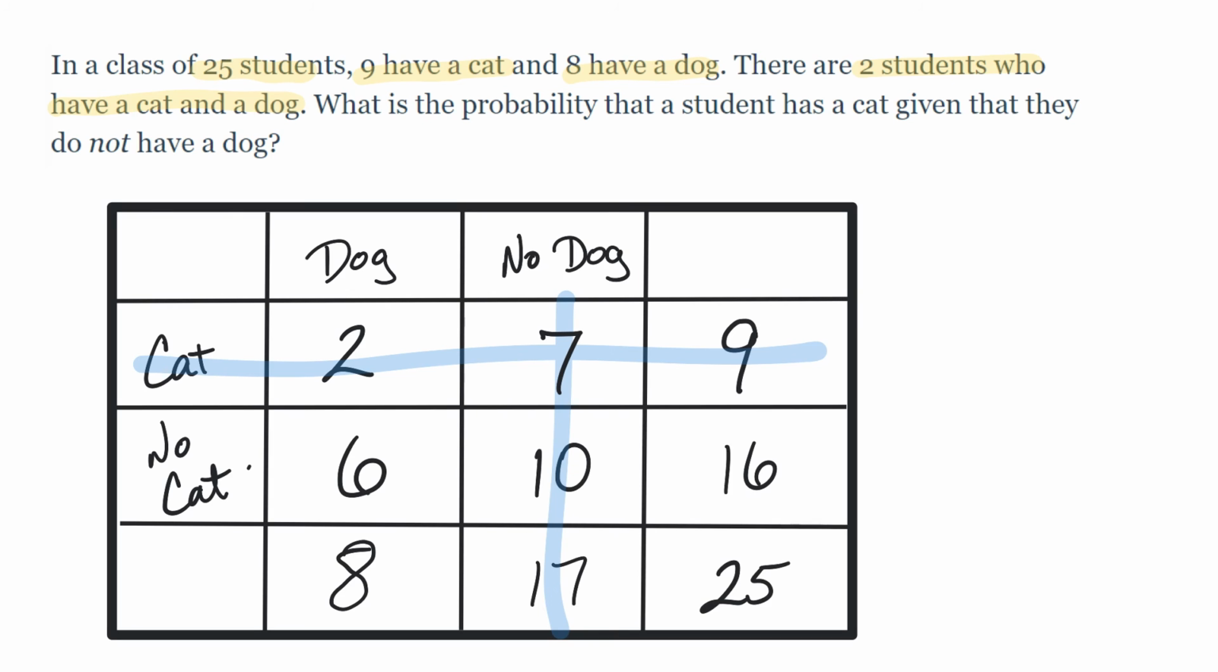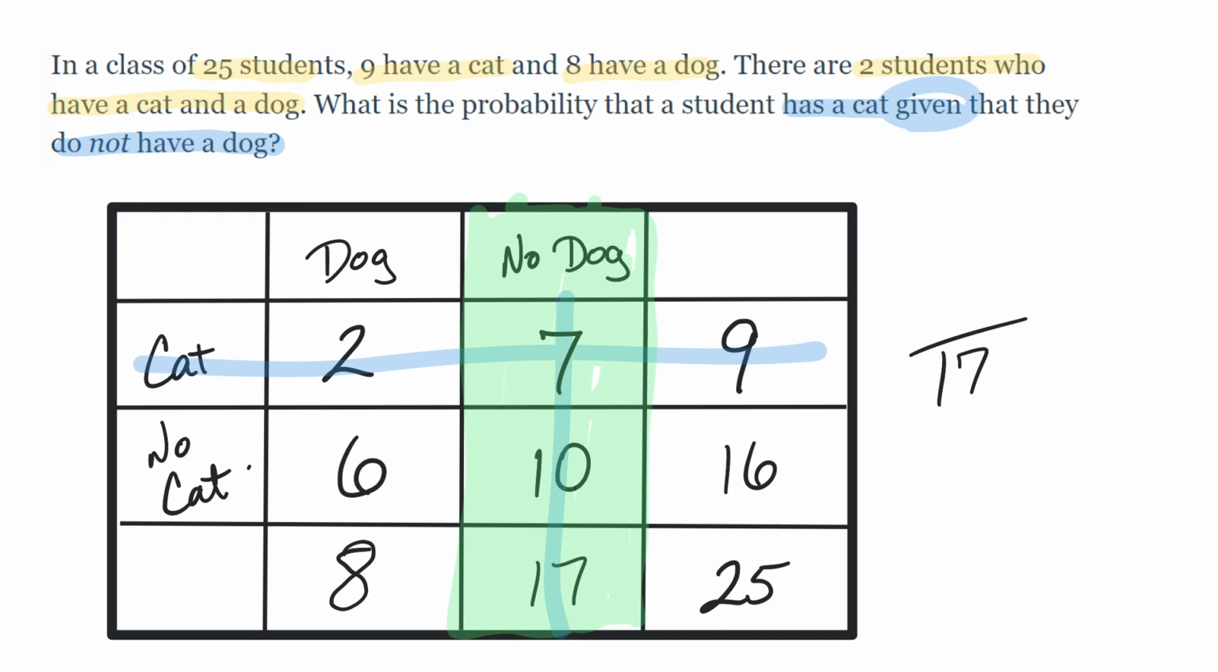So we've got our table set up. Let's read our probability statement. It says, what is the probability that a student has a cat given that they do not have a dog? So if we are talking about this, we're only drawing from, because it says given that they do not have a dog, well, what that means is we are only drawing from the people that do not have dogs. That would be this section right here. And the population of people that have no dogs is 17. So that would be our denominator.